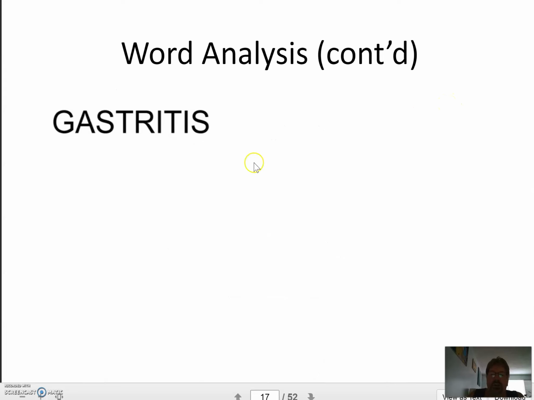All right. Now, itis is one of the most important suffixes of all. They almost always say, oh, it means inflammation. Yes, it does. But it also means infection. And they just kind of ignore that. And they've done it for the 40 years I've been in the field. So what's gastritis? What's gastro? Stomach. What's itis? Inflammation or irritation or infection of it. So gastritis is an inflamed stomach.